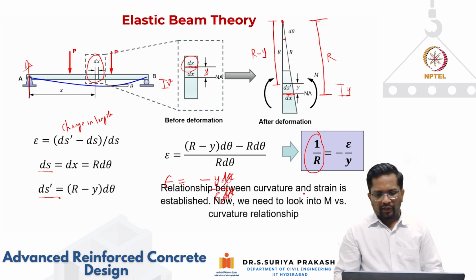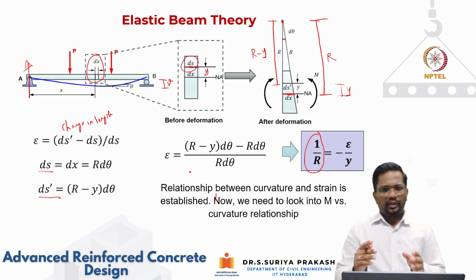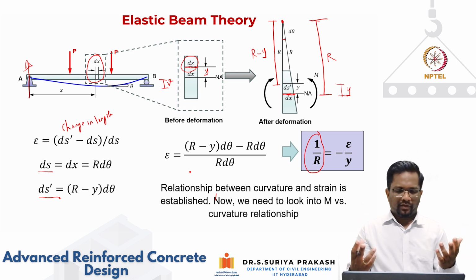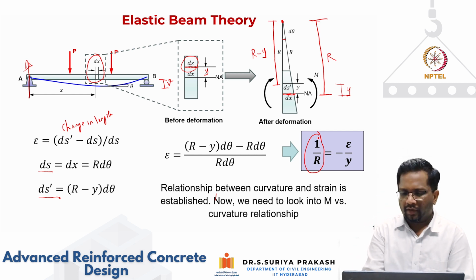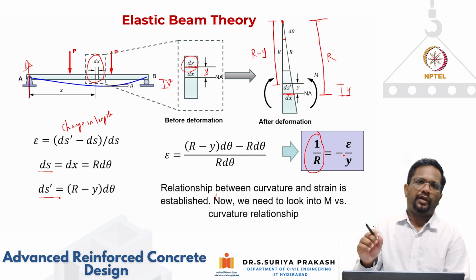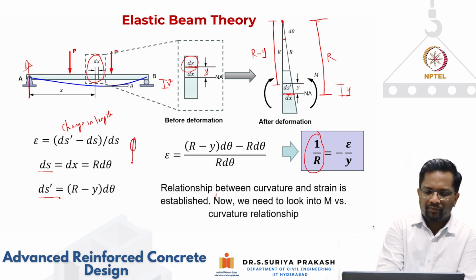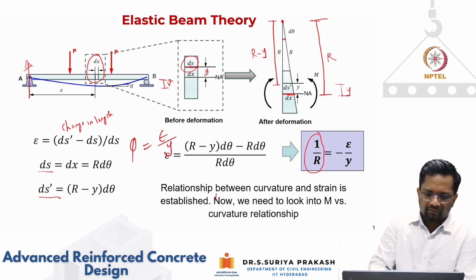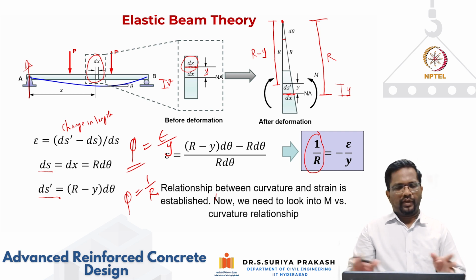Okay, now let us see what is the relationship between moment and curvature. Our objective is to see how the moment and curvature are related. What we have done is we have developed a relationship between curvature and strain. Curvature is nothing but strain divided by the distance of the fiber at which I'm calculating that strain. In other words, phi, which is the curvature, is equal to epsilon by y. Phi is also equal to 1 by r, where r is the radius of curvature. Okay, now we have established the relationship.